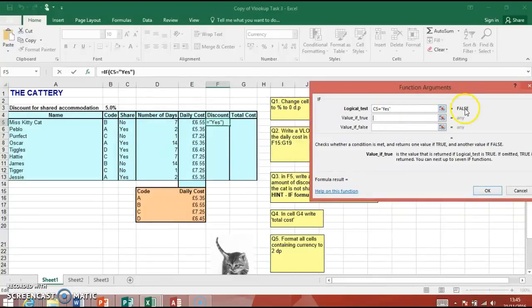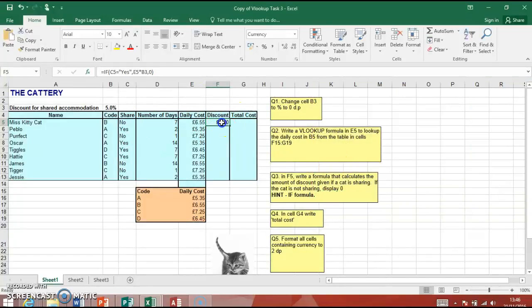At the moment it's saying false, because what it'll do is it looks at the test and it answers whether that is true or false. Is C5 equal to yes? Well, it's false, isn't it? It doesn't say yes, it says no. But if the value is true, if it did say yes, we would do that times that. So we would say value if true, that times 5%. Value if false, so if that says no, then they get nothing. Remember, we would type in naught. So for this one, it should say naught.